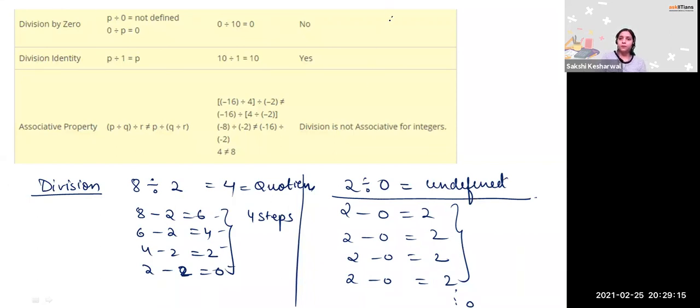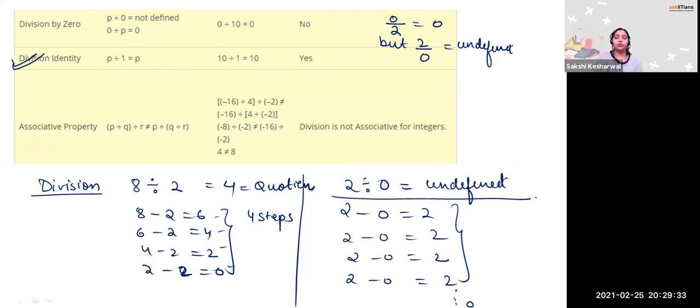But if I say 0 divided by 2, your answer is what, beta? 0. But 2 divided by 0 is undefined. Yeah, undefined, right? We say this as undefined. Clear? Okay, now division identity.